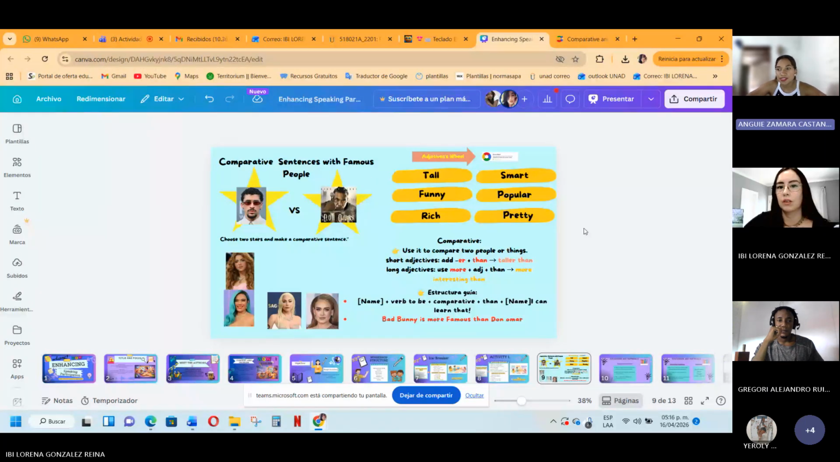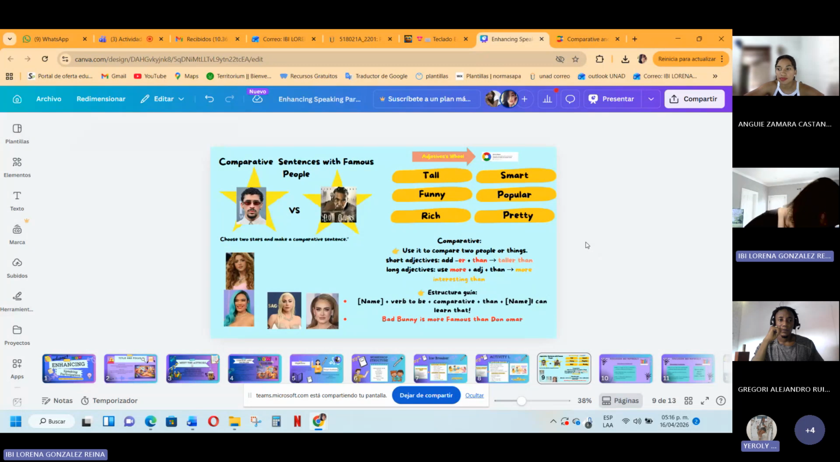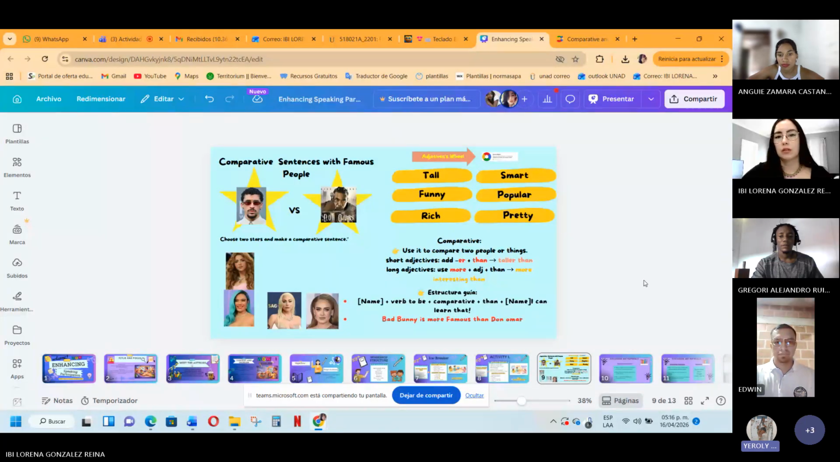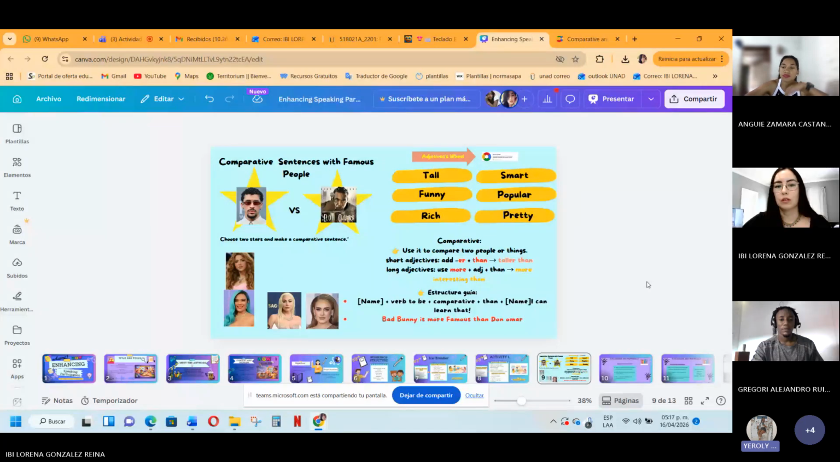Okay, it's a funny activity. Who wants to try? It's very easy to use the rule for short adjectives. This activity is very simple, visual, and helps the students speak with the structure. I can use it in a virtual class or face-to-face using flashcards or a board.